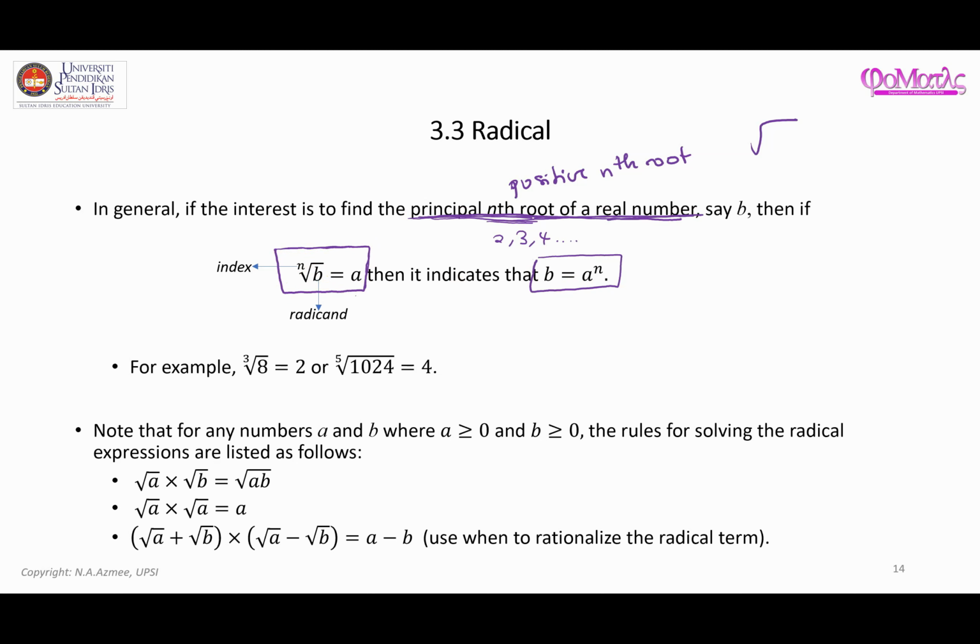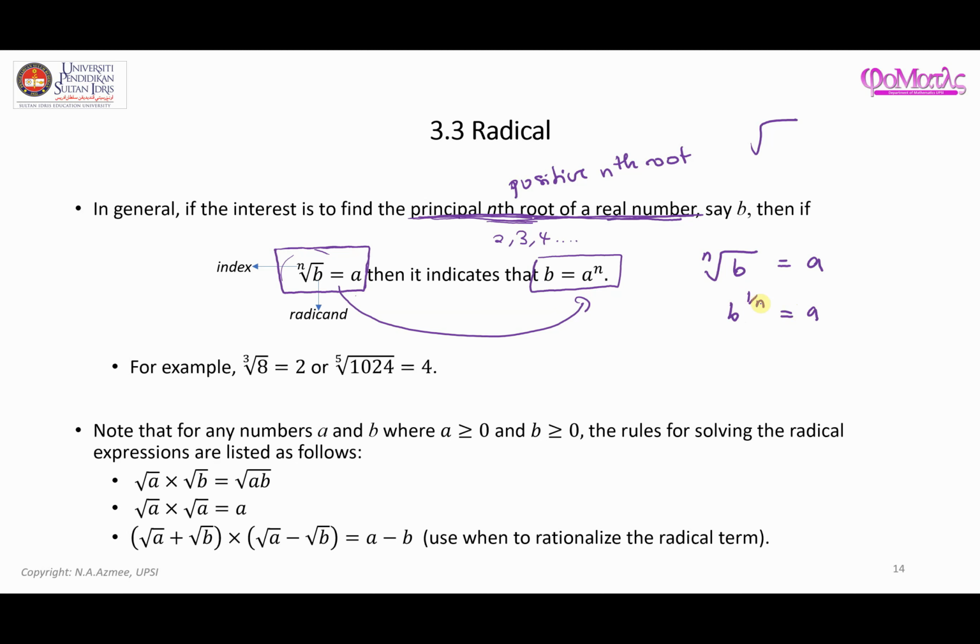Now, how did we get this value? Remember this notation here. I'm going to show how from this we get this. So what we have is the radicand, and then we have the principal nth root is equal to a. Notice that this thing here can be written in terms of fractional exponent. This is equal to b to the 1 over n is equal to a.